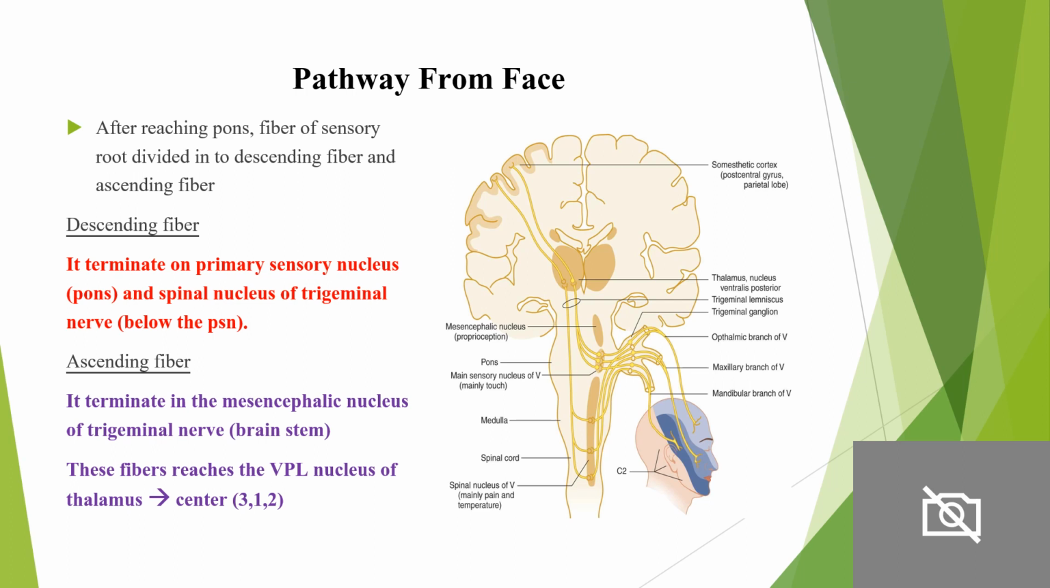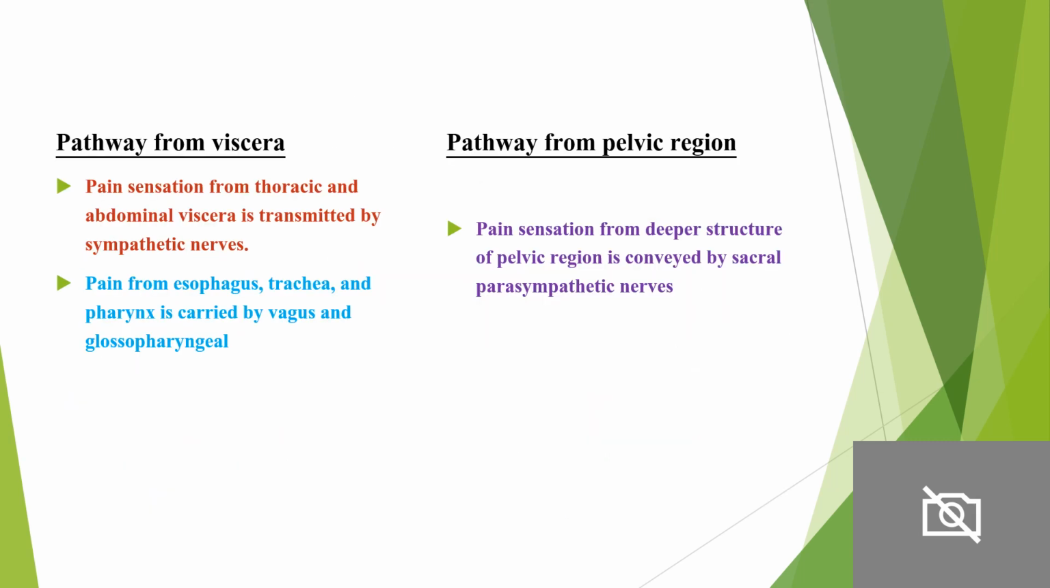So in this way, the pain from the face is carried through the trigeminal nerve, the descending tract, the ascending tract, and finally it reaches the parietal lobe. Okay.